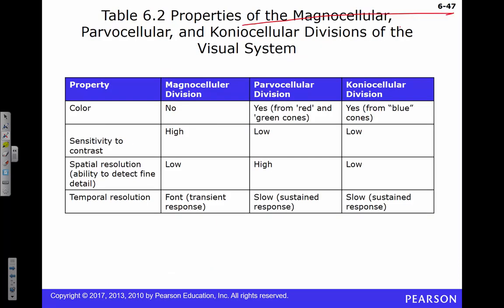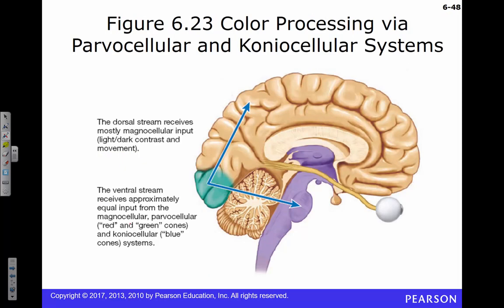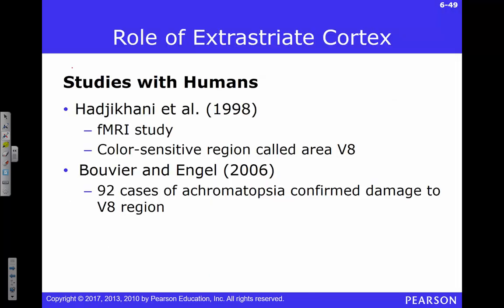Don't worry about this magnocellular, parvocellular business. We already talked about what and where, color vision. All right, we should talk about some of these areas that are in extrastriate cortex. These are going to be brain regions beyond primary cortex, brain regions that process higher components of vision, right? So there is a color-sensitive area called V8. It's visual area 8. I know, such a creative name for a brain region.